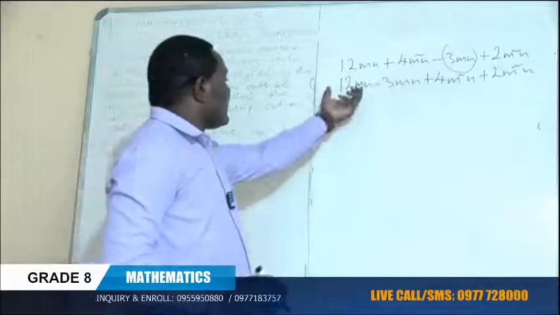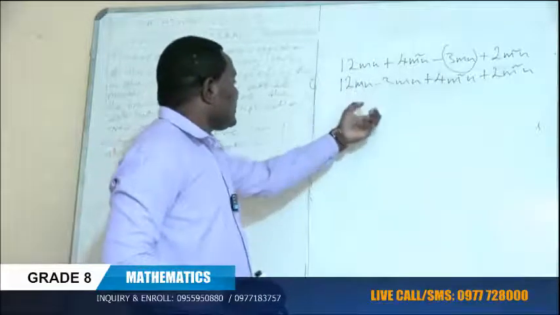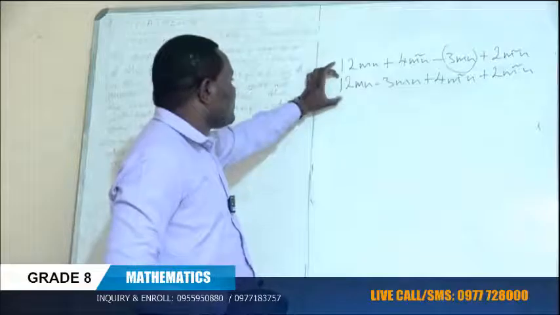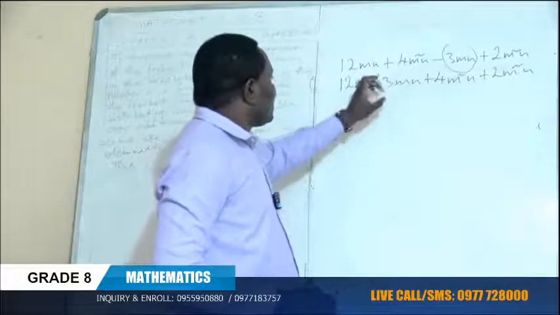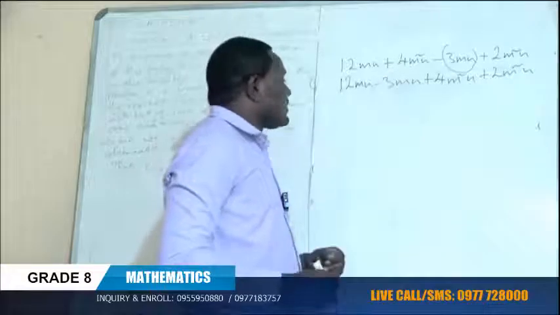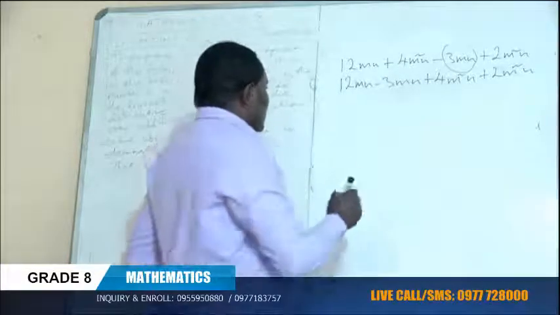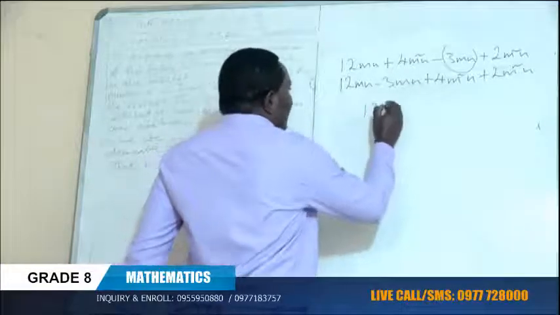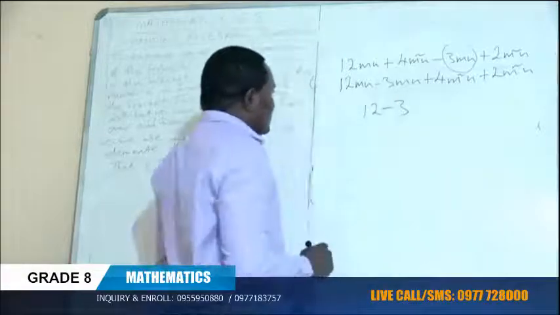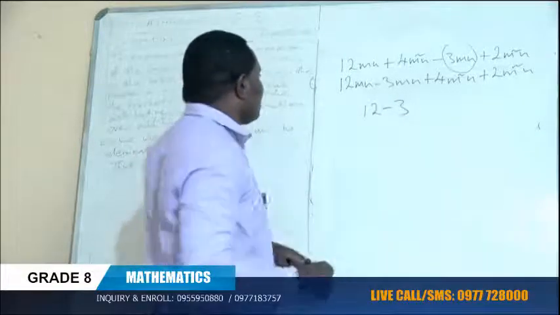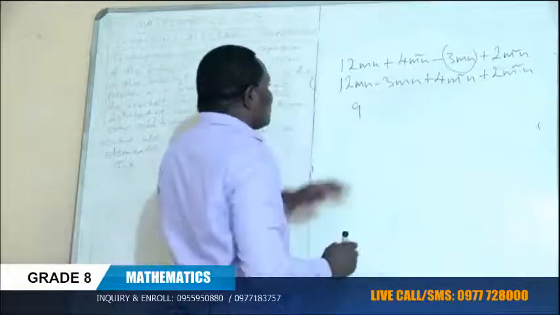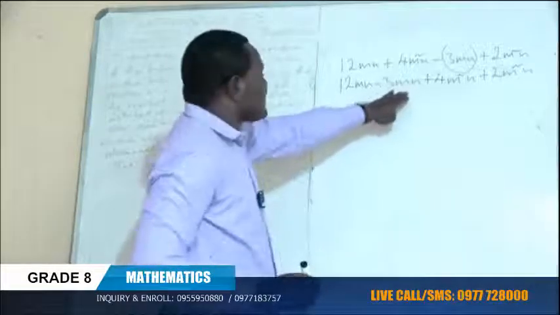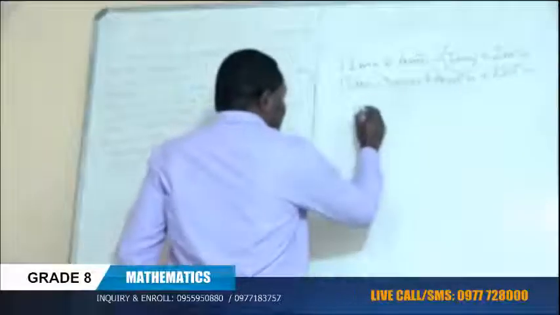The first term that we have here is 12mn. It has a coefficient of 12. And the second term that we have here has a coefficient of negative 3. Therefore, we do have 12 minus 3, and that gives us 9. Then we return the variables as they are, mn.